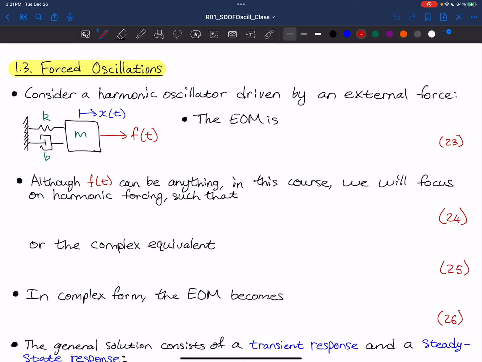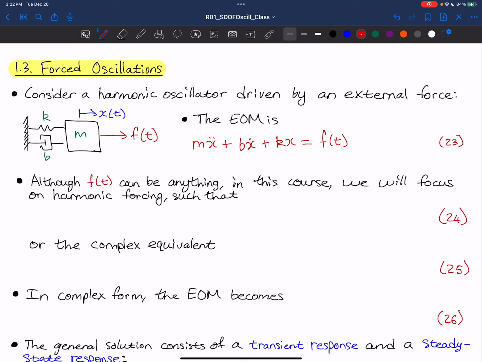In this lecture, we're going to continue our discussion about single degree of freedom oscillators with a focus on forced oscillations. We're going to consider a harmonic oscillator that is driven by some external force given by f of t. In this case, our equation of motion becomes m x double dot, that's our mass times acceleration, plus b times x dot, that's the damping force, plus kx, and is now equal to f of t.